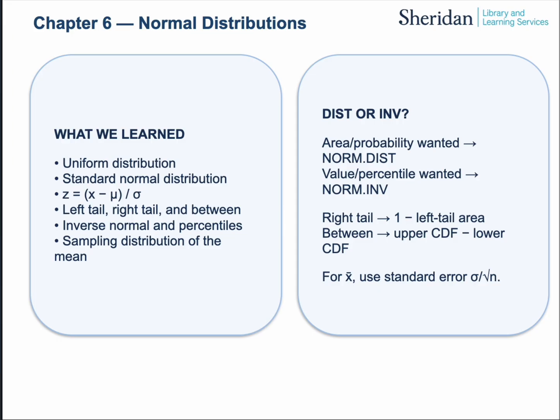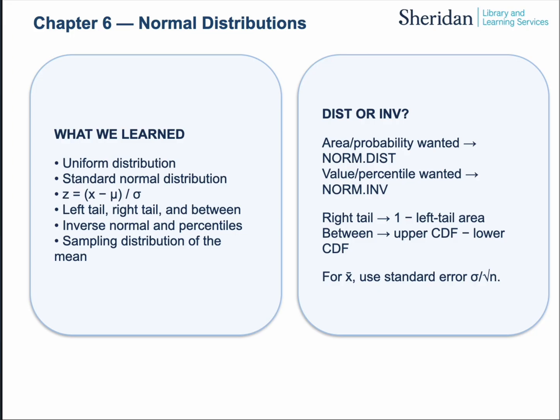On the other hand, if the question gives you a percentile or probability, and asks you to find the corresponding value, then you should use NORM.INV. For example, if a question asks for the score corresponding to the 90th percentile, as you are looking for a value, NORM.INV is the correct choice.